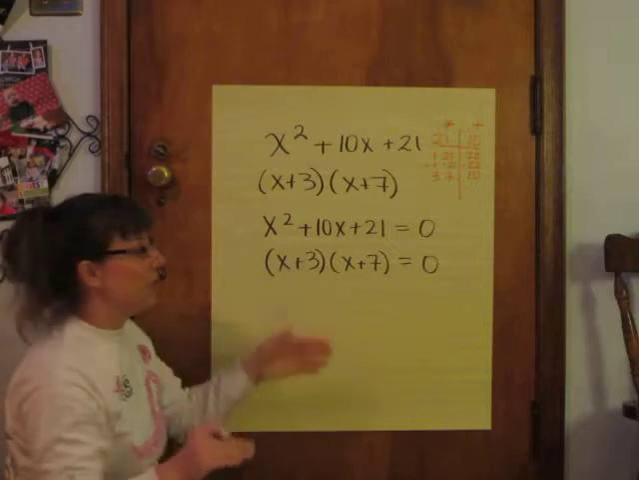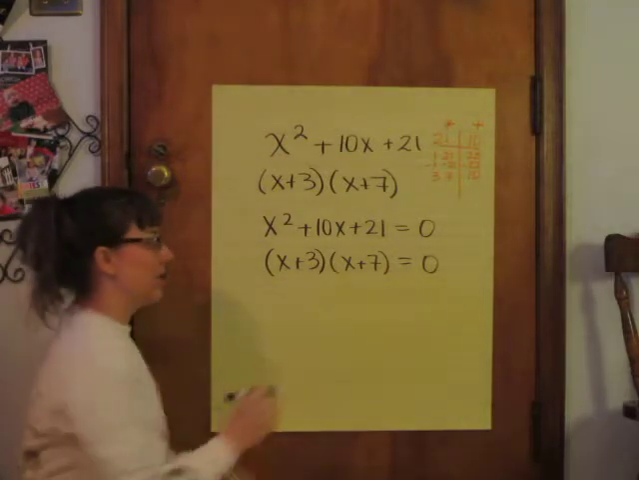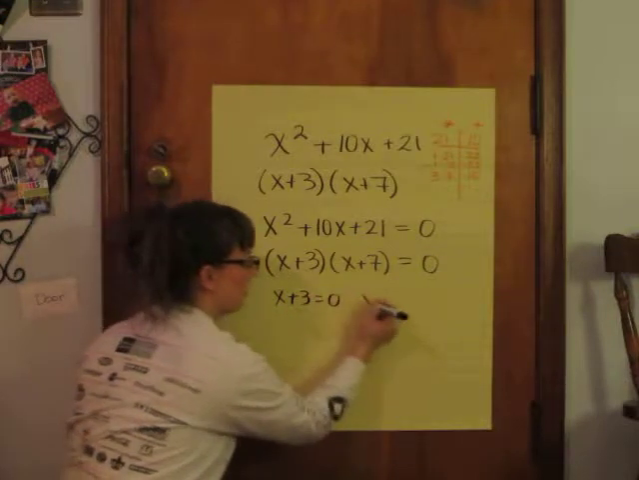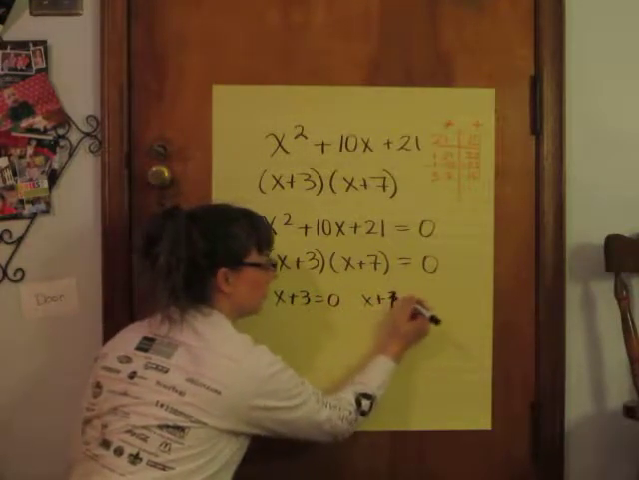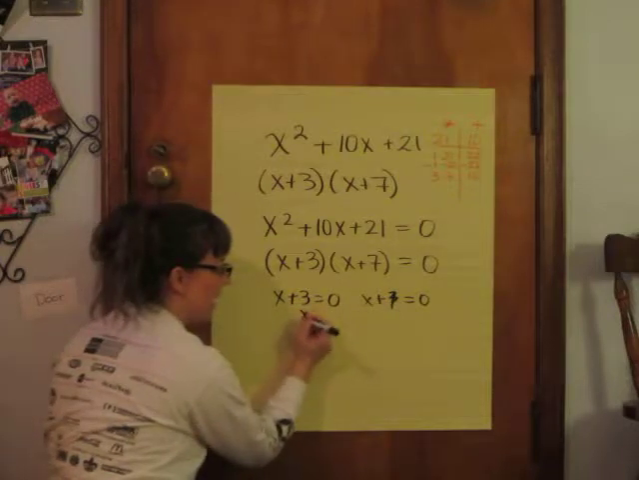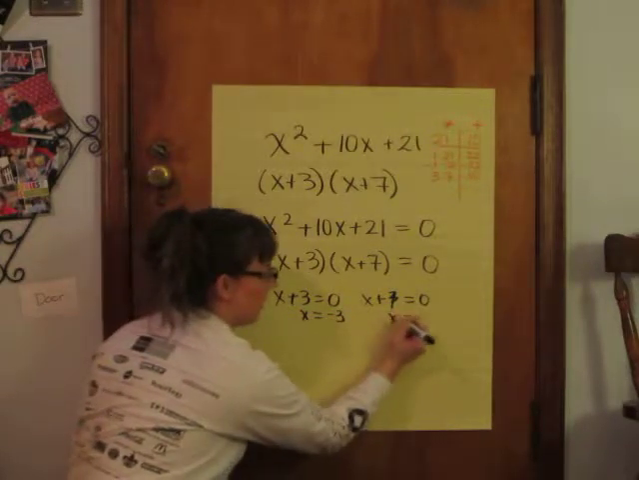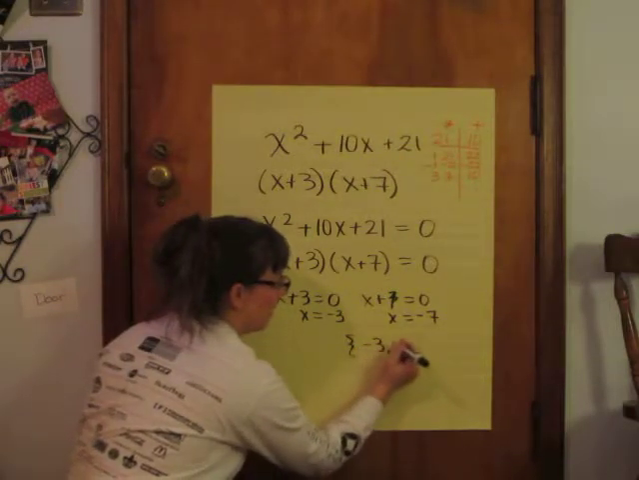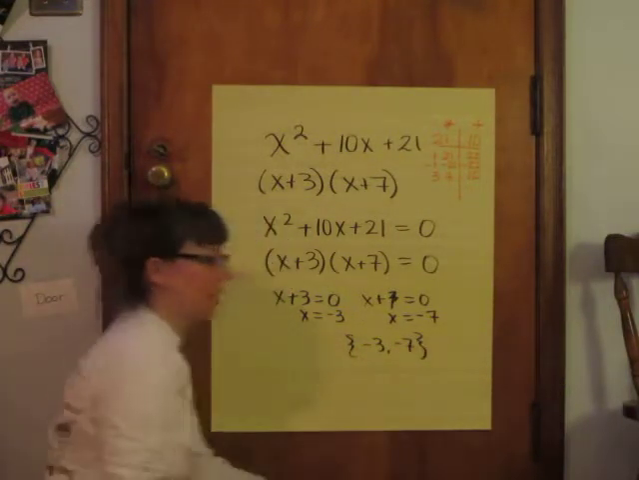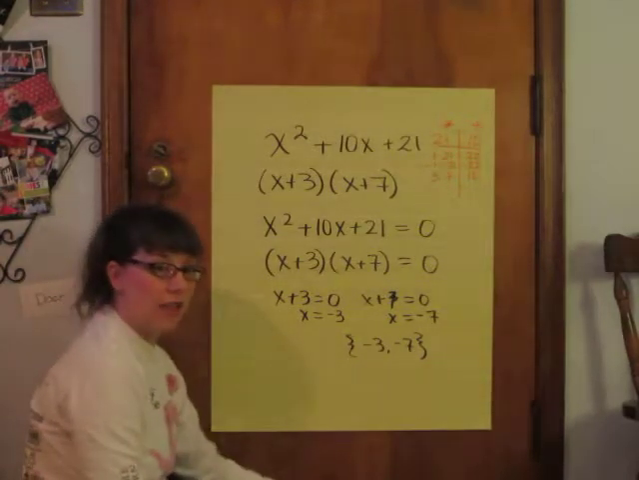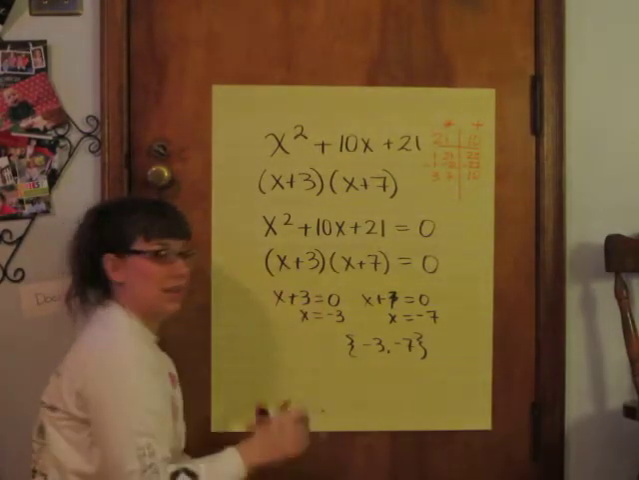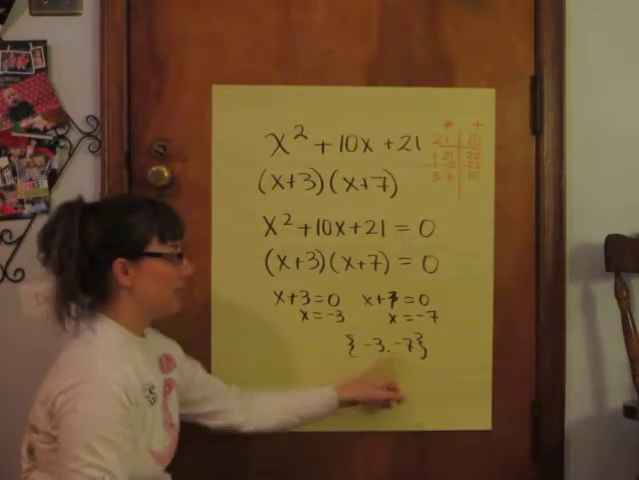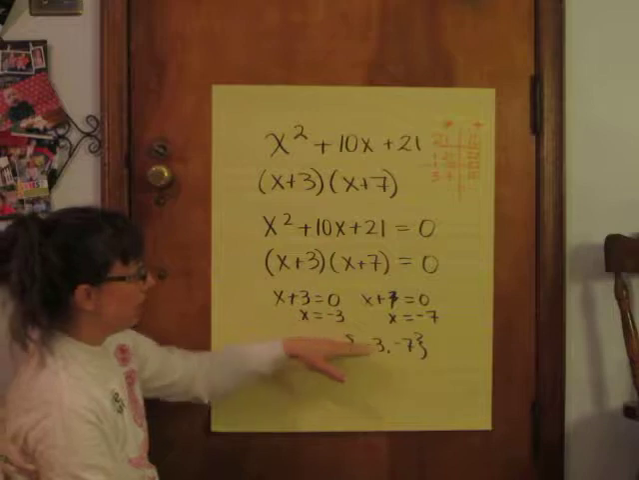If that didn't make sense to you, follow the steps. Once you get it equal to 0, take each of your factors and set those equal to 0 on their own. So subtract 3, x equals negative 3. Subtract 7, x can equal negative 7. So my solution set is negative 3 and negative 7. Okay? Squiggly brackets mean solution set. Regular parentheses mean it's an ordered pair. This is not an ordered pair. This is not an x and a y. This is a solution set. So the answers are negative 3 and negative 7.